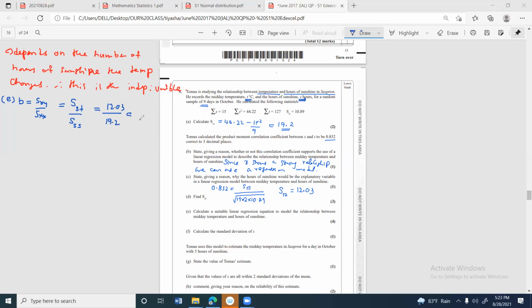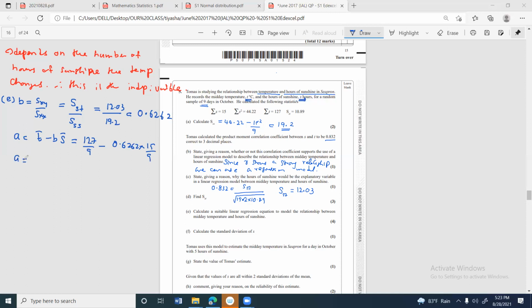If you do this, the answer is 0.6262. Then we can get the A value. A is y bar minus B times S bar, right? T bar is the summation of T, which is 127 divided by 9, minus B, which is 0.6262, times S bar. S bar is the summation of S divided by the number of observations. With this, you get the answer for A.